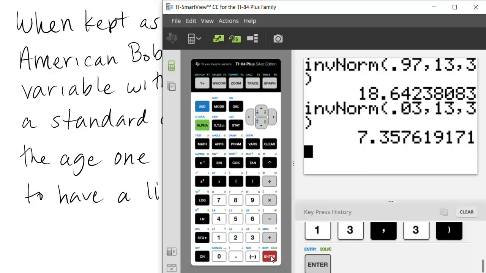So if you make that mistake, you should catch it if you take just 1 second to think about whether or not your answer is reasonable. There's no way 7 years is in the top 3% when the mean lifespan of these cats is 13 years. That's just not even reasonable. So you can catch that mistake if you take a moment to make sure that your answer makes sense for the application.